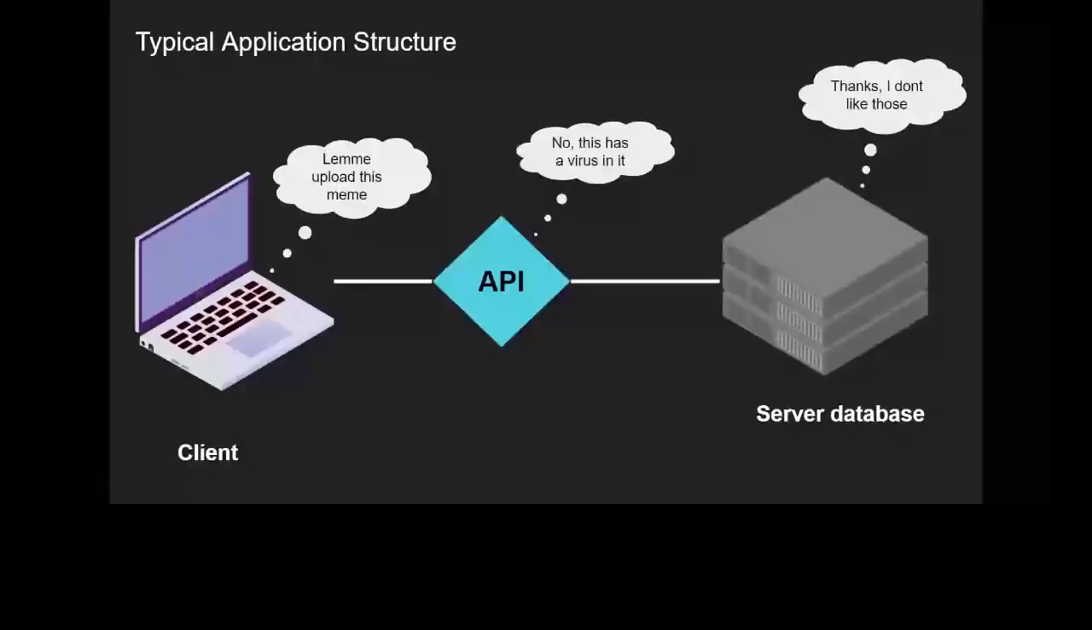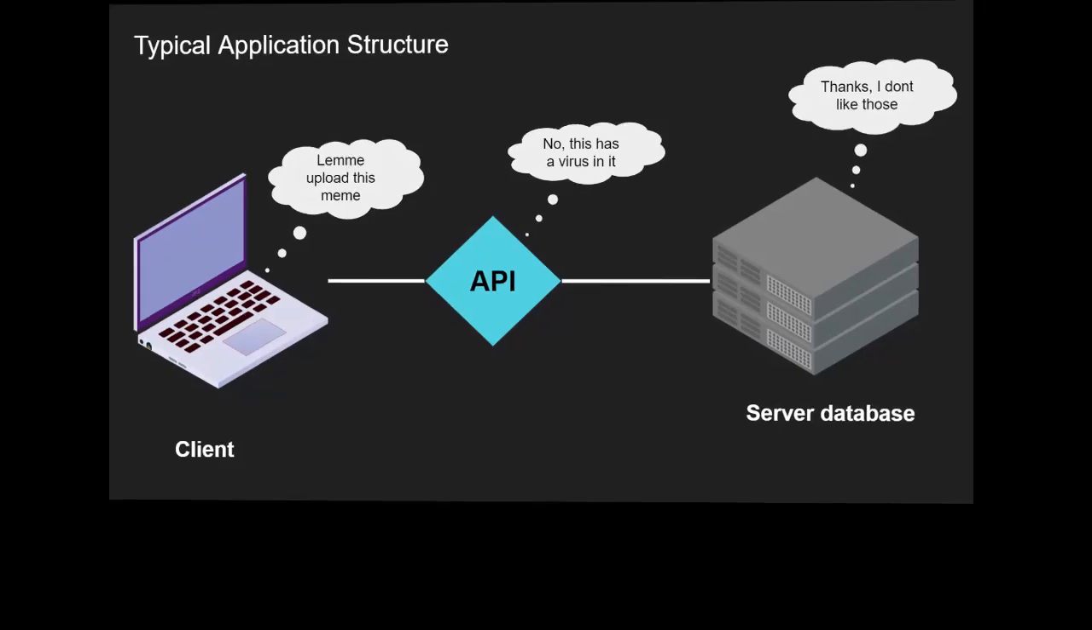So this is the typical application structure, the front end and the back end. The client would send some sort of message if you want to upload a file or anything like that. The API receives that message and determines what it should really do with it. So if you're uploading a file and the API says, okay, it's fine, it will then send that file to be stored on the database. But if, say, there's a problem with the file, there's a virus in it, it won't allow you to upload it to the database and you'll get some sort of error.